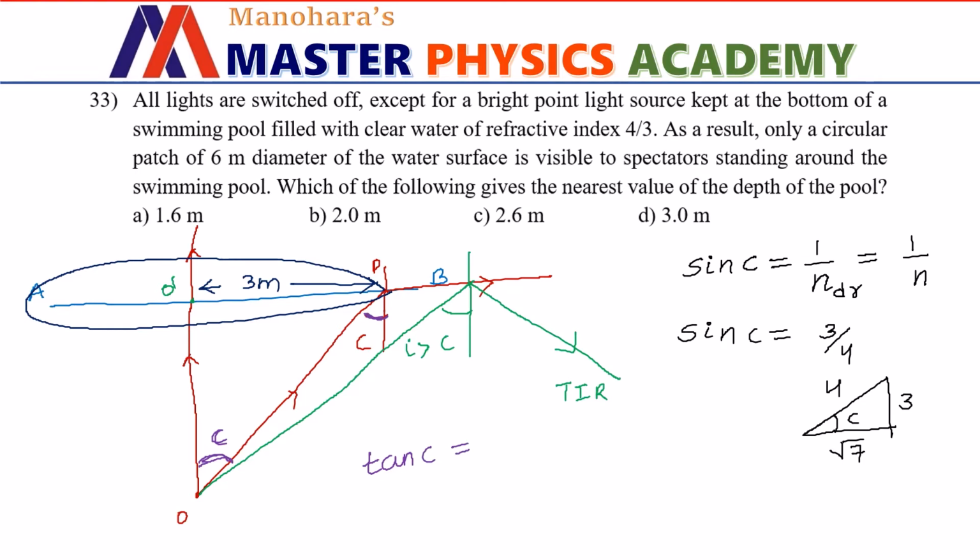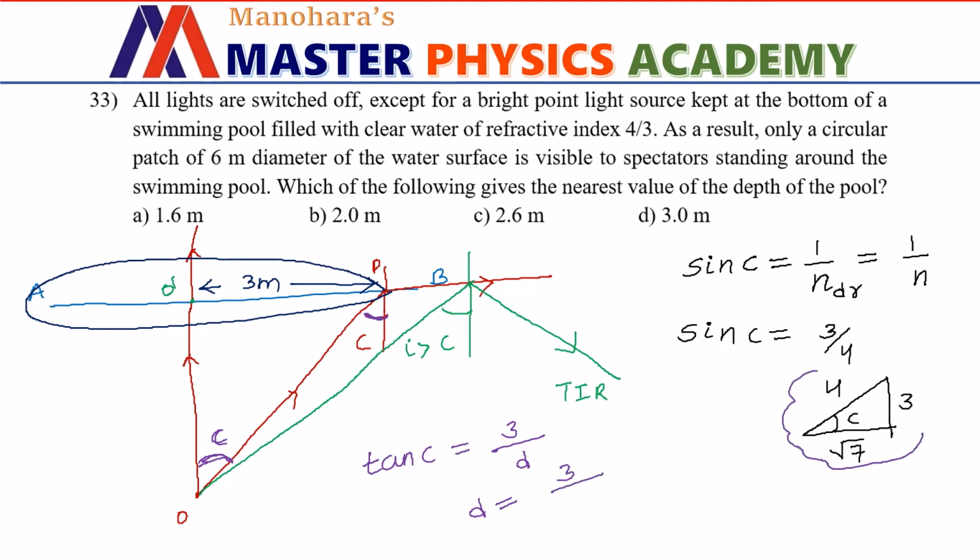Tan C will be equal to opposite, which is the radius of the circular patch, 3 meter, divided by the depth O dash O. O dash O is the depth of the swimming pool. So therefore D is what? D is going to be 3 divided by tan C.